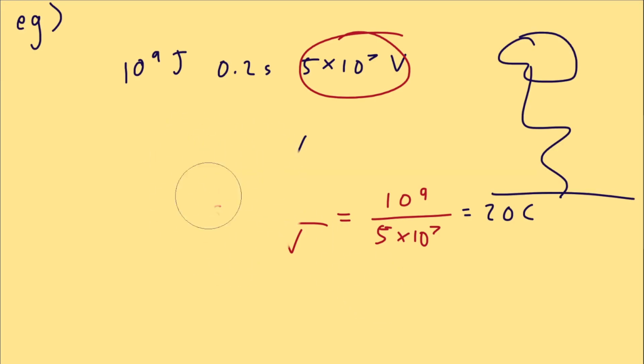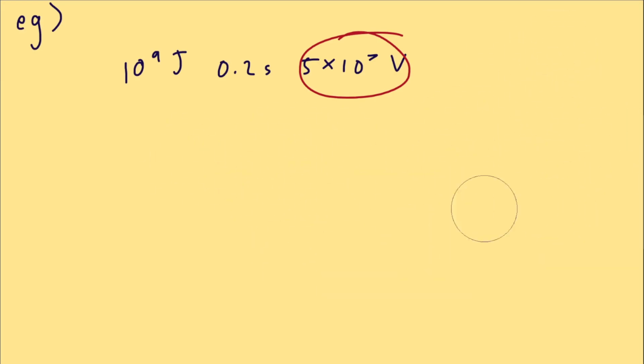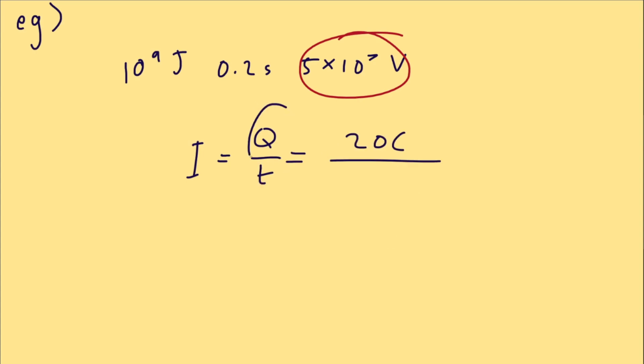What if we want to know the current? Current, which is I, is defined as the rate of charge flow. So how much charge passes through every second? Q per time. 20 coulombs is the charge that we just found. The time is 0.2 seconds, which is 100 amps. This means during the flash of lightning, it carried 100 amps of current.